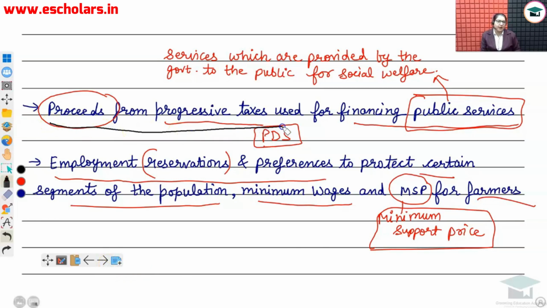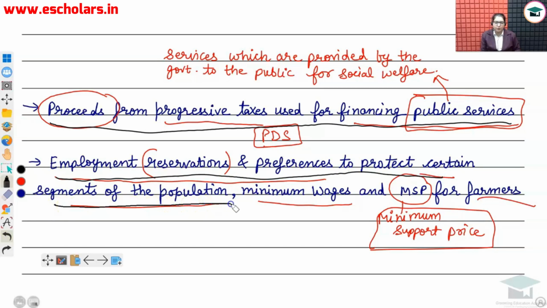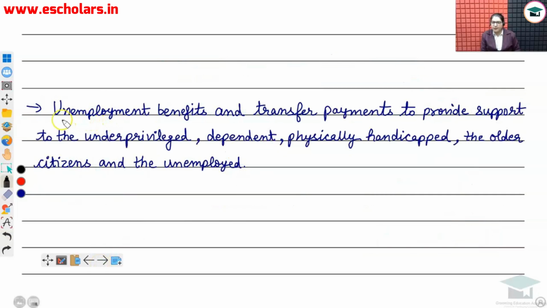Proceeds from progressive taxes used for financing public services. Next, employment reservations and preferences to protect certain segments of the population. Minimum wages and MSP for farmers. Moreover, the government is providing certain unemployment benefits like the unemployment allowance.